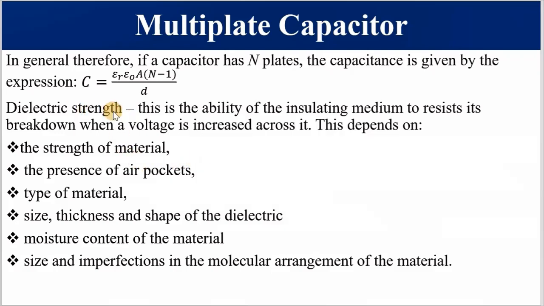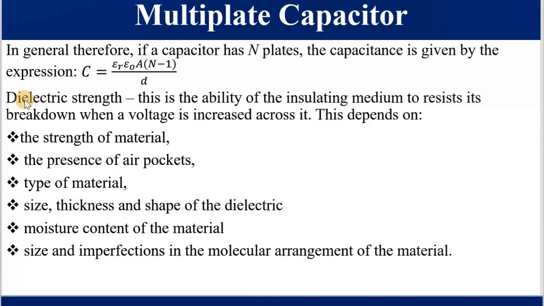And dielectric strength depends on, one, the strength of the material, the presence of air pockets in the material, the type of material that is used, the size, thickness, and also the shape of the dielectric. The moisture content of the material also affects the dielectric strength. Then last but not least, the size and imperfections in the molecular arrangement of the material also have a bearing on the dielectric strength.